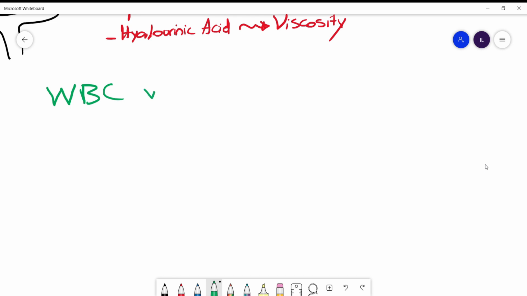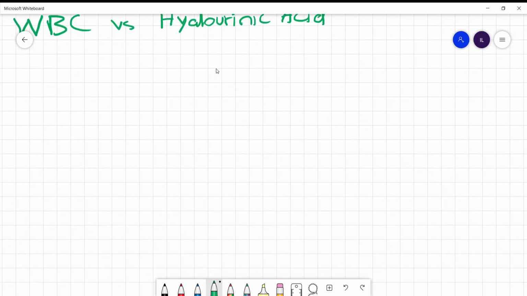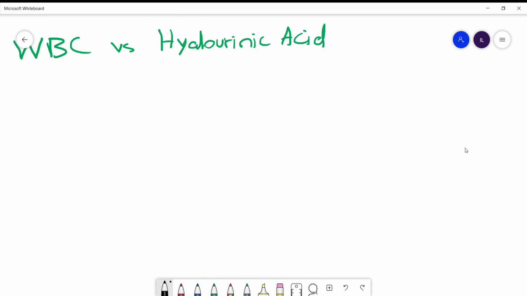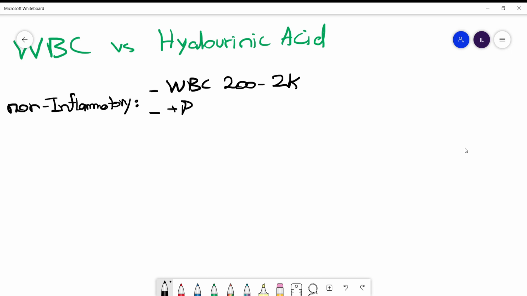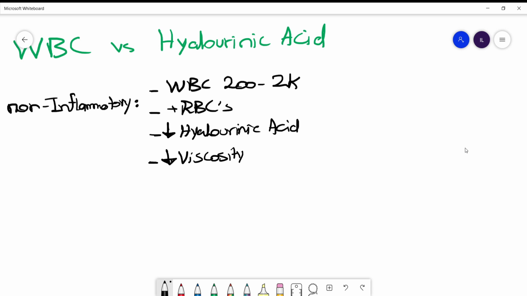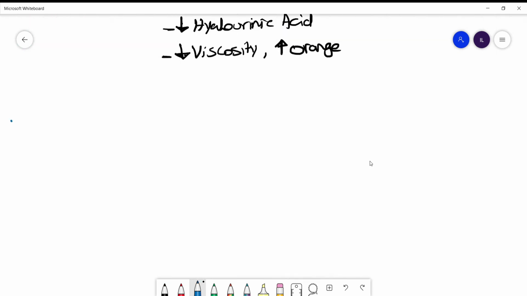Now, I wanted to think about white blood cells and hyaluronic acid as competing structures in the synovial fluid. Whenever you have higher white counts, hyaluronic acid will be less, and so viscosity will be lower. So in non-inflammatory diseases, white count will be a little bit higher than normal, which is around 200 to 2000, and also some RBCs will be present secondary to wear and tear disease, and hyaluronic acid will be less since white counts are elevated, so viscosity will be lower. And the color will be more orange because we have more RBCs than normal.